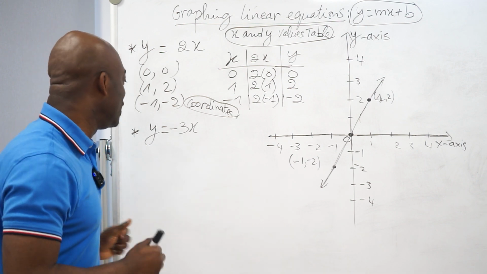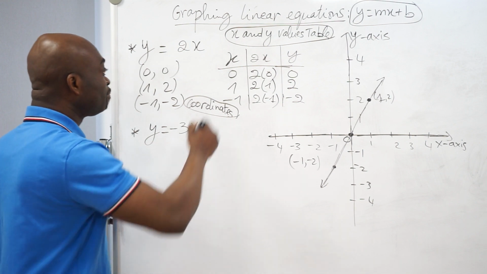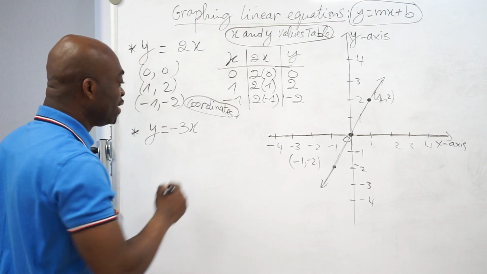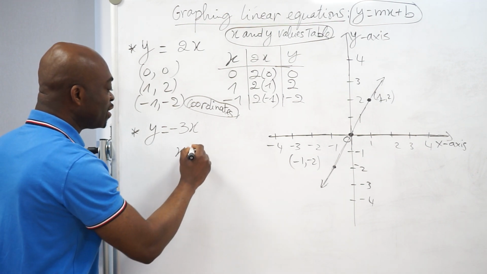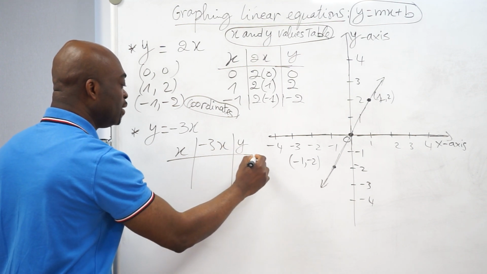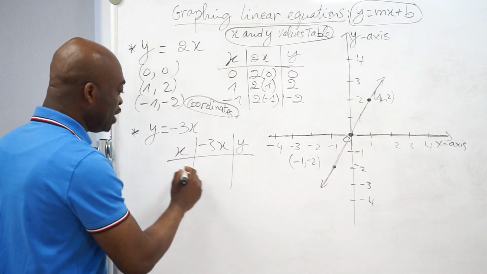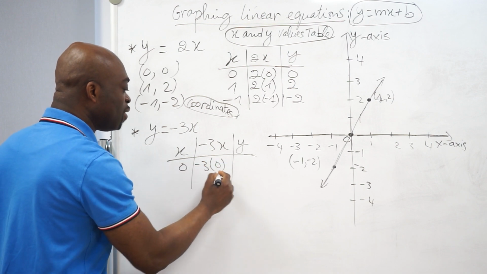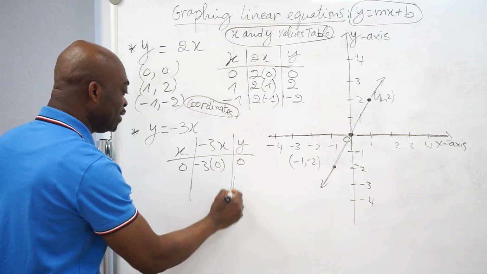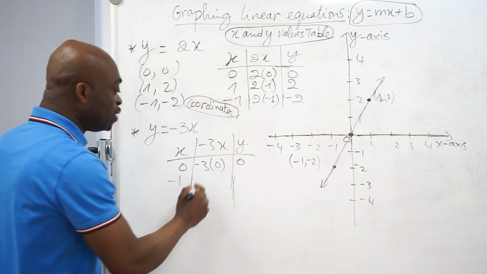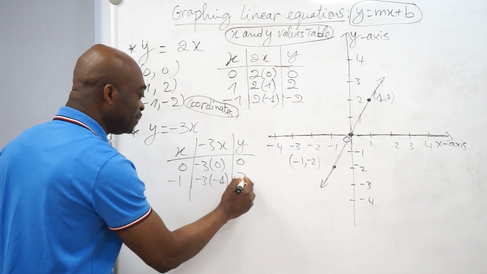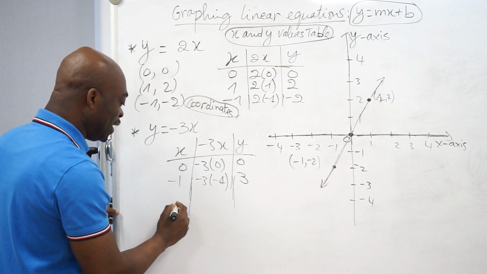As a matter of fact, let's do it. So we have y equals negative 3x. So now we know that we can do the x and y values table, right? So for the x and y values table, we have x here, we have negative 3x, and then we have y. So again, we can choose what? 0. So negative 3 times 0 is what is going to give us 0. Okay? And then we can go negative 1. So that's negative 3 times negative 1, which is what? A positive 3. And then we can go 1 here.